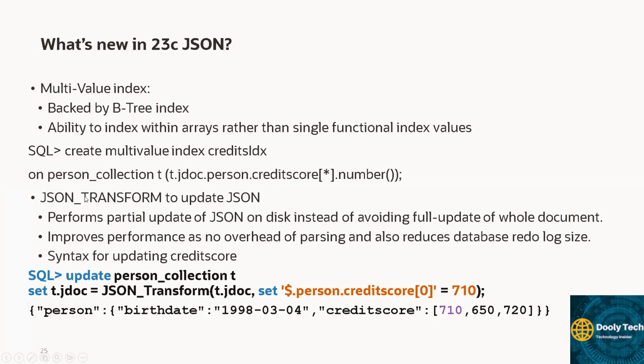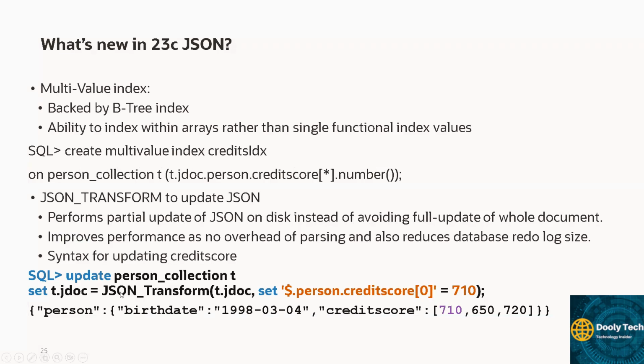We also have a JSON transform update option in 23c. That means that we can update JSON data types without any overhead of parsing JSON text. If possible, we try to do a partial update, which significantly improves performance. Whereas prior to 23c, we had to do a full update of the whole JSON document. Whenever we wanted to do an update, we had to bring the document out, update it, and then reload the entire document back. Whereas in 23c, we now have the option to do this on just a part of the document.